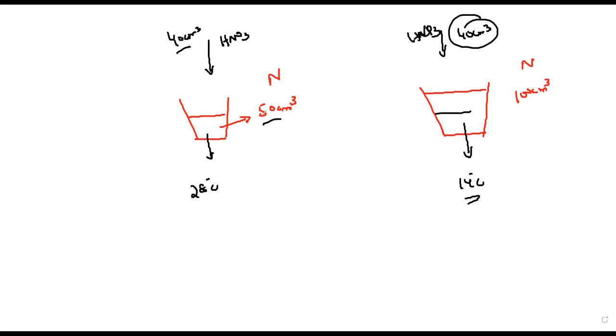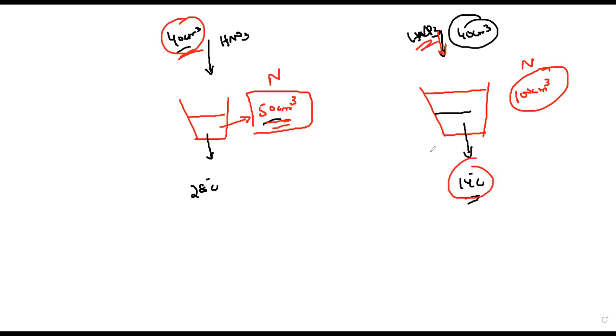In the first experiment, we took 50 cm cube of N and we added 40 cm cube of nitric acid. Now they are saying if we repeat the experiment with 100 cm cube of N and we use the same nitric acid, what happens to the temperature change? The temperature change will be half, because not all the N will react. There is still excess N. Some of the N is unreacted.